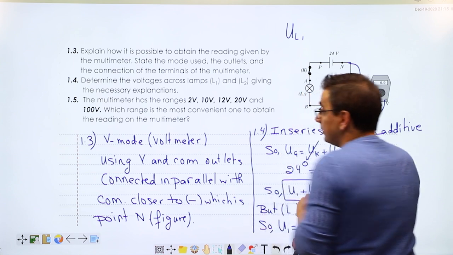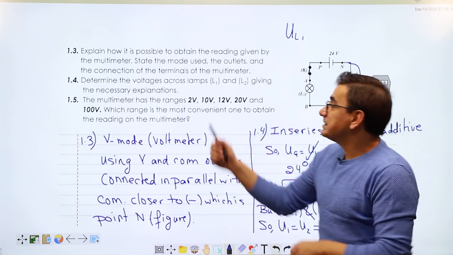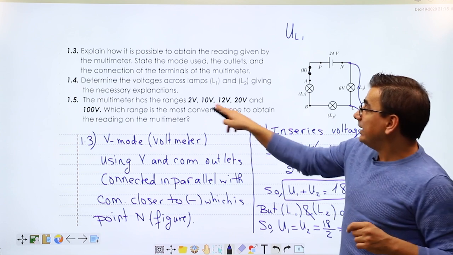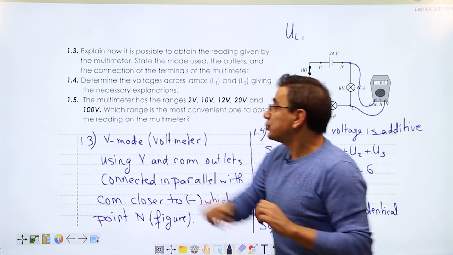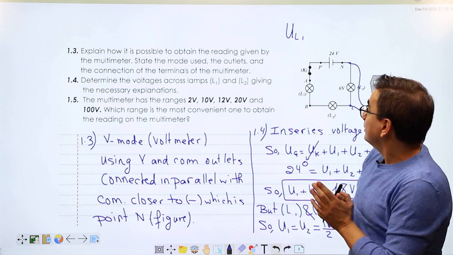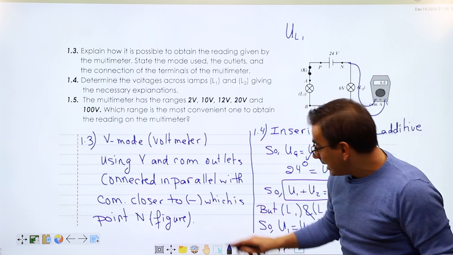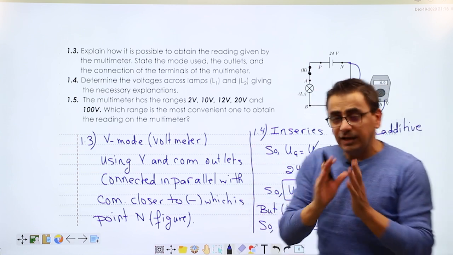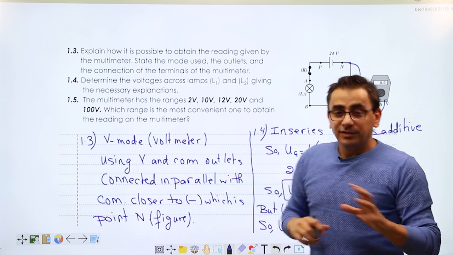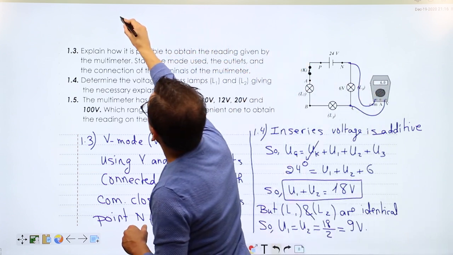Third part, okay, the multimeter, or fifth part in fact, has the ranges 2 volts, 10 volts, 12, 20, and 100. Which range is the most convenient one to obtain the reading on the multimeter? Now, I do not have a lot of space, so I'll erase this and allow me to be a bit not neat, to write the answer on the top so that we have all answers together. 1, 5.